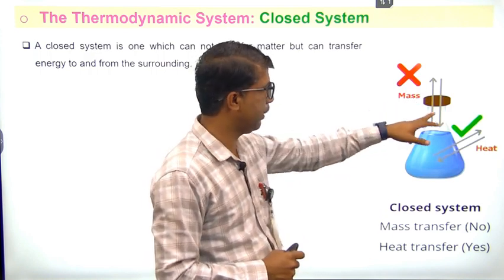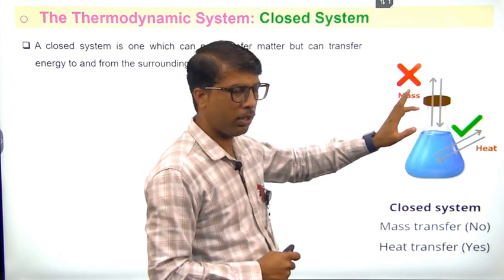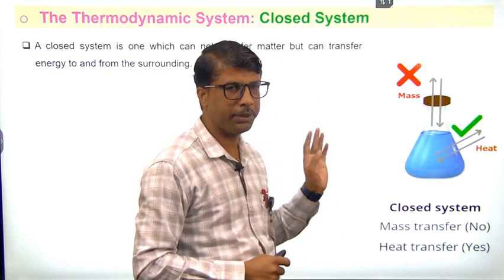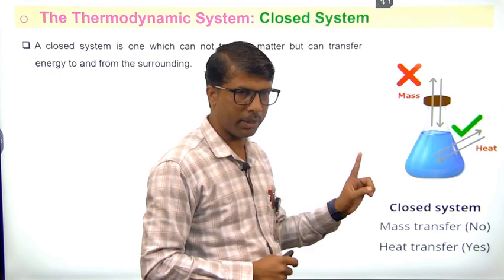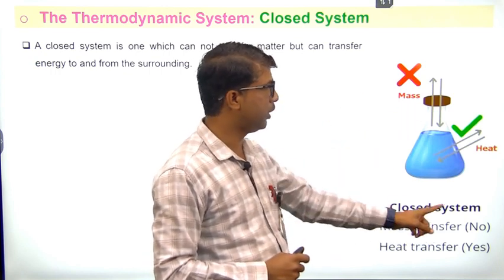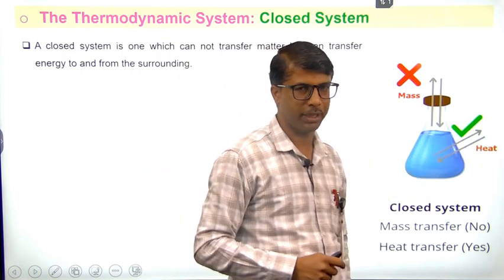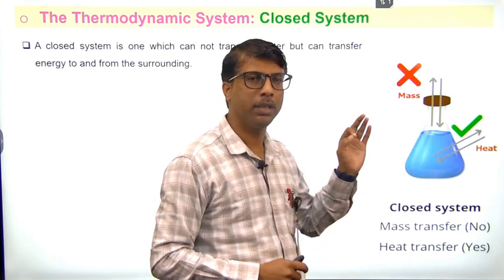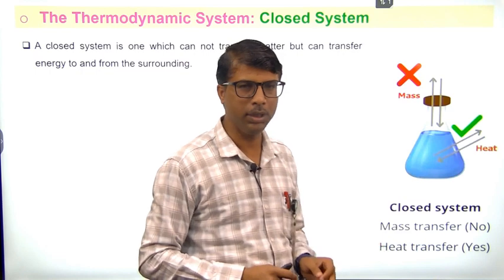Because of this we trap the water vapor, and we are not able to exchange the water vapor with the surrounding. That means we cannot exchange matter with the surrounding, but the flask is unsealed in terms of insulation, due to which the heat is transferred from this system to the surrounding. In this case the matter is not exchanged with the surrounding, but energy is exchanged. Such type of system is called a closed system.